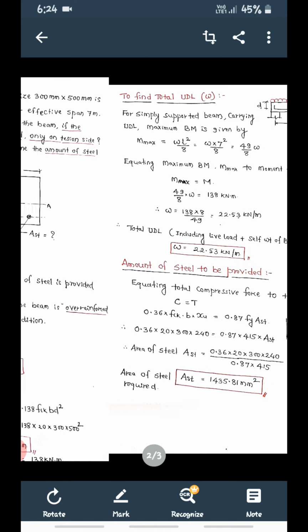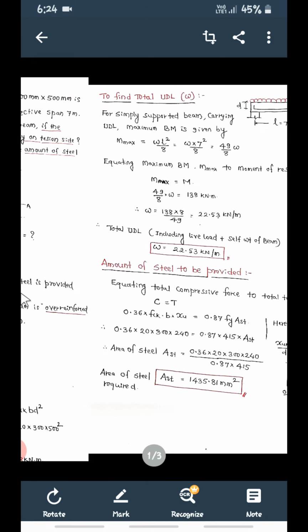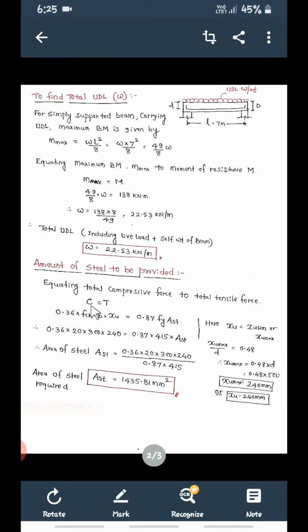And what is the area of steel? Area of steel will be AST. Okay, so total compressive force C is equal to total tensile force T. So force is equal to stress into area of concrete, and total tensile force is equal to stress in steel into area of steel. Okay, so substitute the values. So 0.36 FCK is 20, B is 300 into XU.